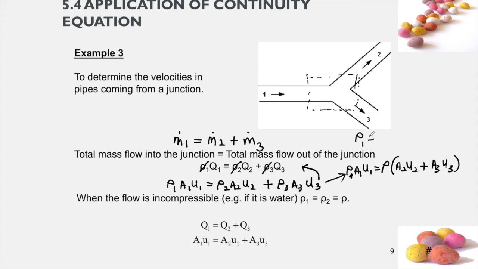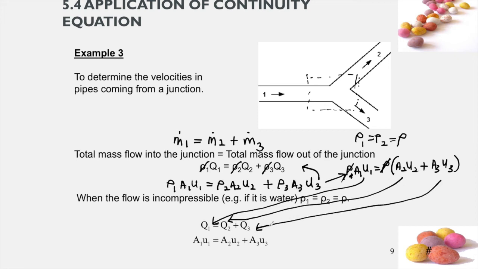If rho 1 equals rho 2 equals rho 3, I change them all into rho. So rho and rho can be cancelled out. Therefore, we are left with A1 U1 equals A2 U2 plus A3 U3, where we know that A1 U1 is Q1, A2 U2 is Q2, and A3 U3 is Q3.